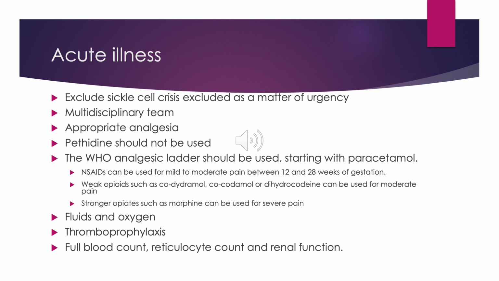Fluids and oxygen, because these women are dehydrated. Sickle cell crisis is usually exacerbated by dehydration and hypoxia. That's why IV fluids must be given, and facial mask oxygen. Thromboprophylaxis, because these women are at high risk of venous thromboembolism, and ask for investigations in the form of full blood count, reticulocyte count to look for infection and hemolysis, and kidney function test.